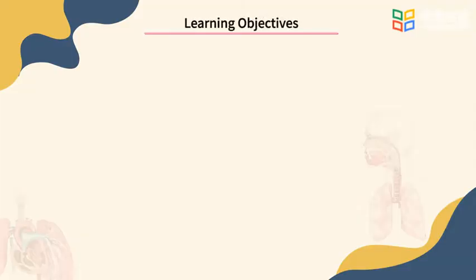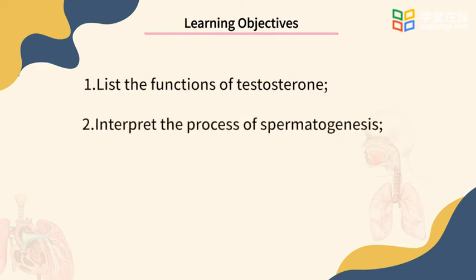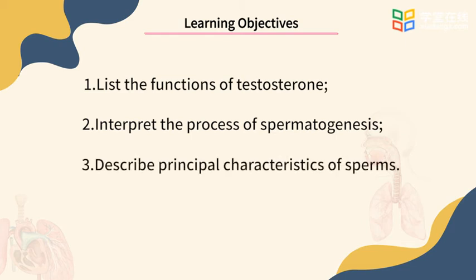Learning objectives. First, list the functions of testosterone. Second, interpret the process of spermatogenesis. Third, describe principal characteristics of sperms.